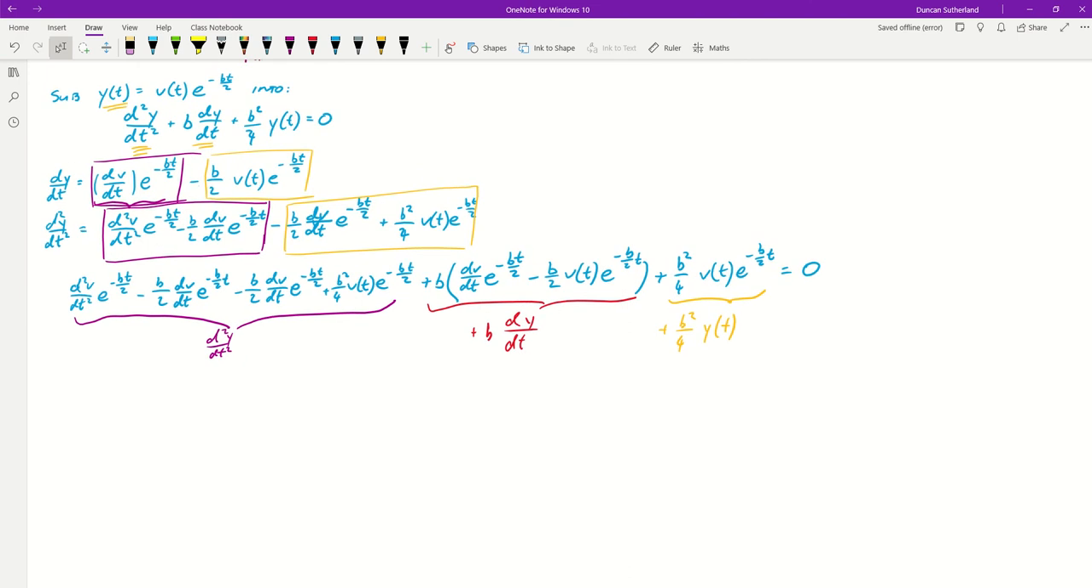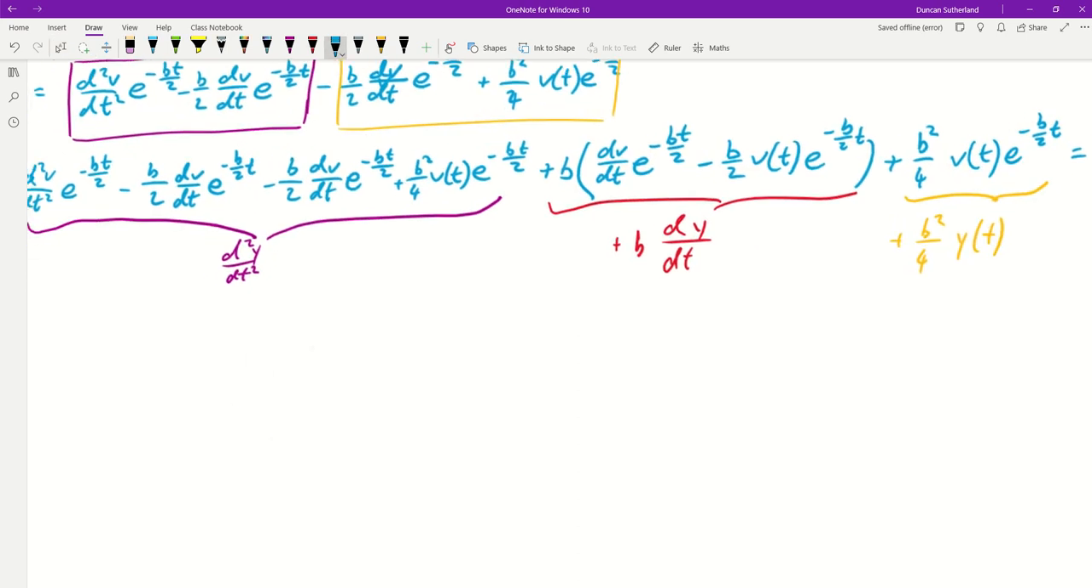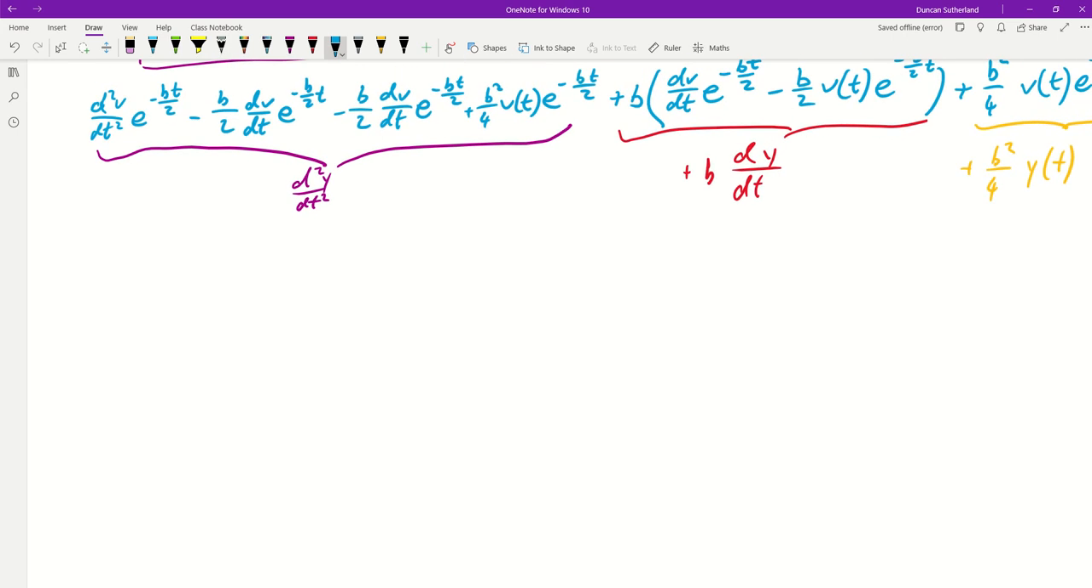So obviously there's a common factor of e to the minus b on 2t that can just disappear from this. And I can start simplifying. So I'm going to do that, and I'm going to group up some terms that might not look all that obvious just yet. Just zoom in a bit. So this term here and this term here, they're pretty similar, so I can actually add them up.